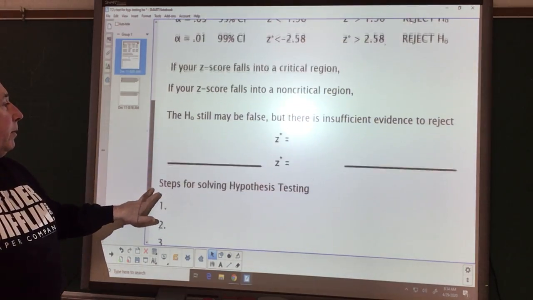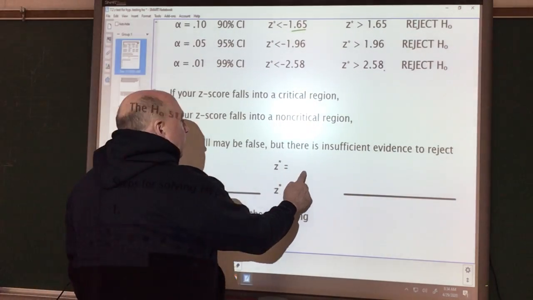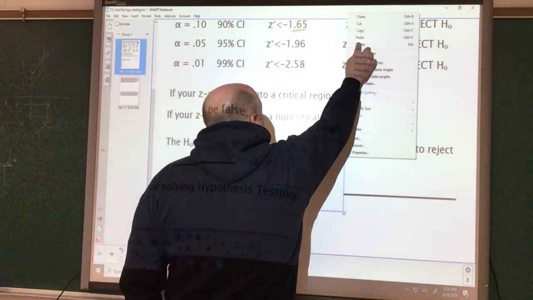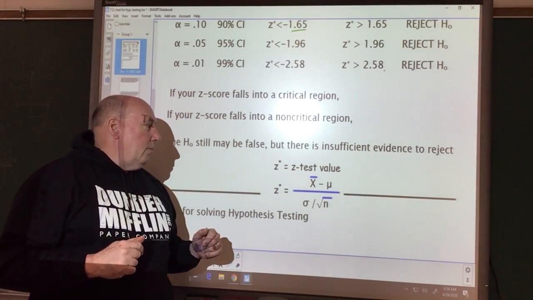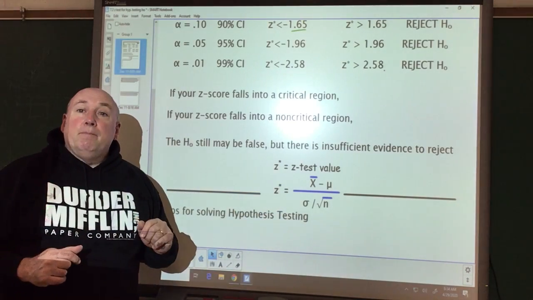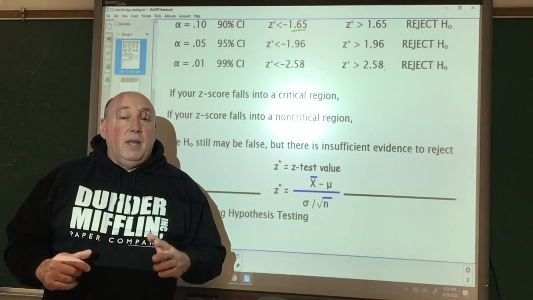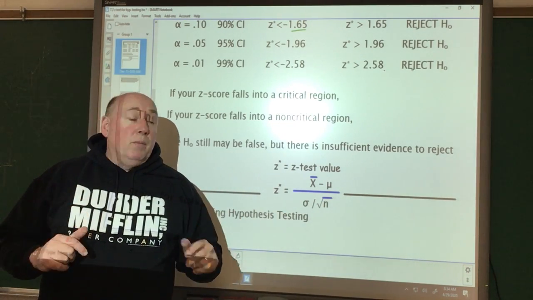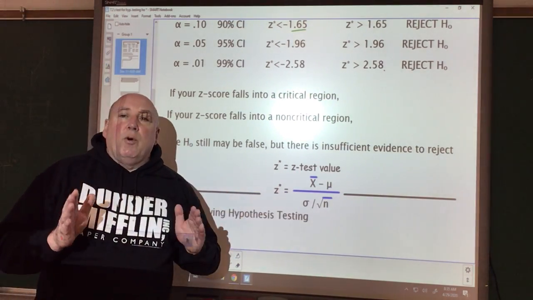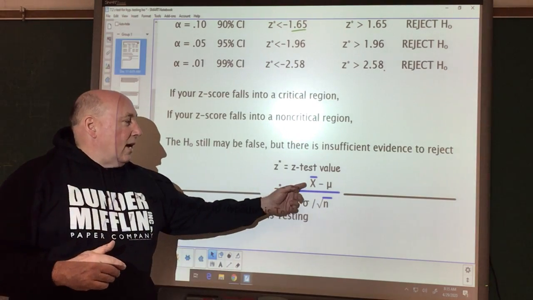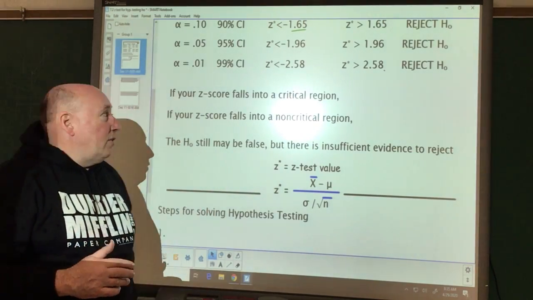Now what we will be doing is calculating a test value. The z-test value to test a hypothesis should look very similar. X bar minus mu divided by standard deviation divided by square root of n, which is our central limit theorem. We've calculated our z value already with this. It's not going to change. We're going to do the exact same thing: x bar minus mu, standard deviation divided by square root of n. This is going to be our test value.